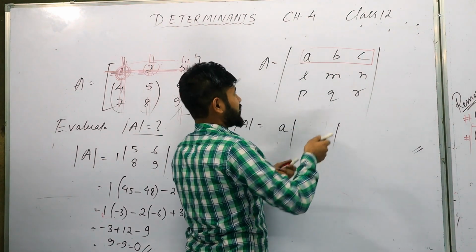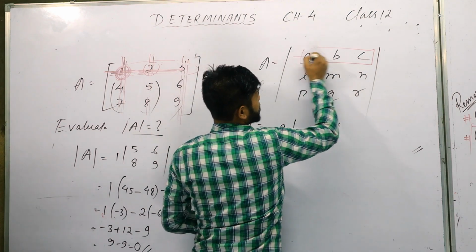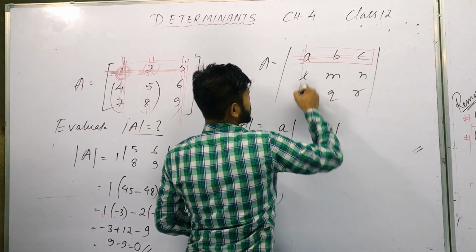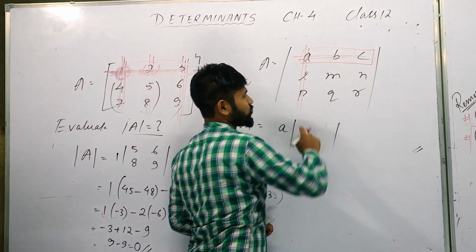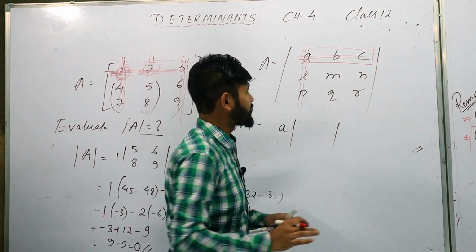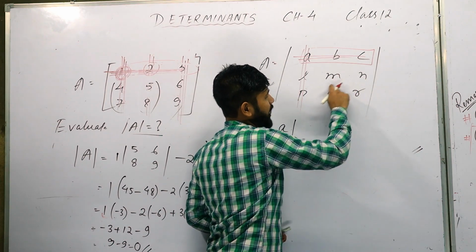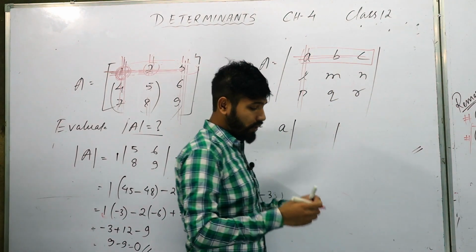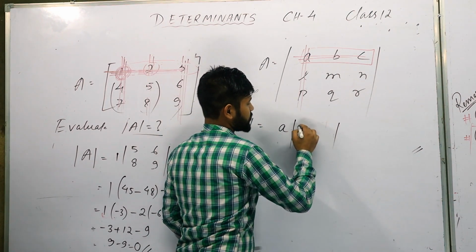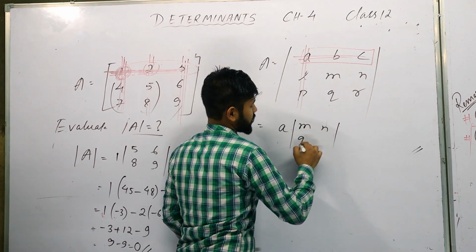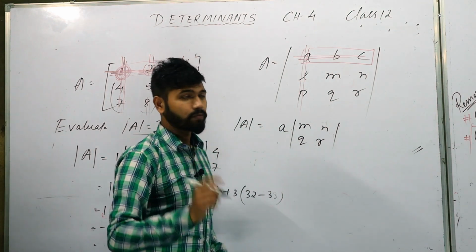We have to leave out the row and column that this element lies in. So we should not take any value from this row and this column. Other than that, what is left out? These four values are left out: M, N, Q, R. So we have to write those values in this determinant position: M, N, Q, R. You got it? Next point.